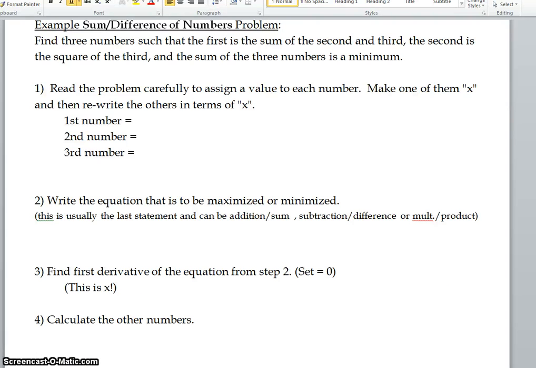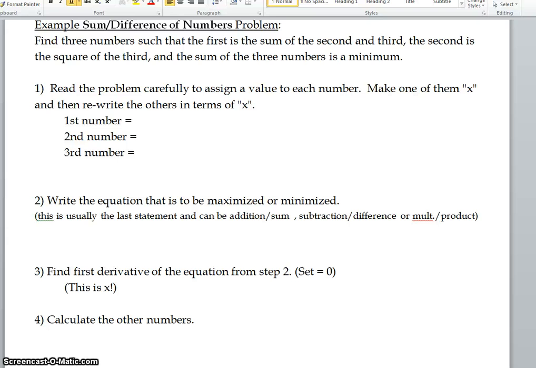All right, sum difference of numbers problems. What we're going to do is have 2 or 3 numbers that we're going to add, subtract, maybe multiply. But what we got to do again, like we've been in a couple of situations, like the first one, is get one of my variables in terms of the other, in terms of just one variable. So here we got 3 numbers.